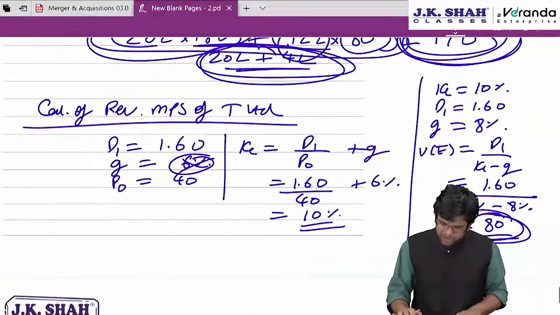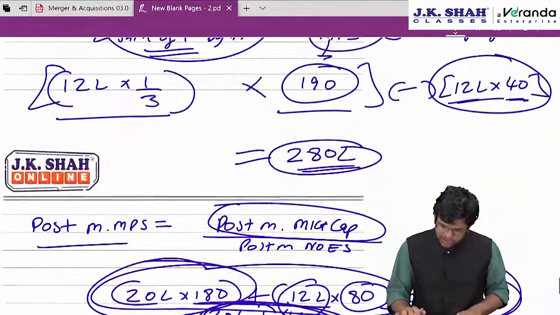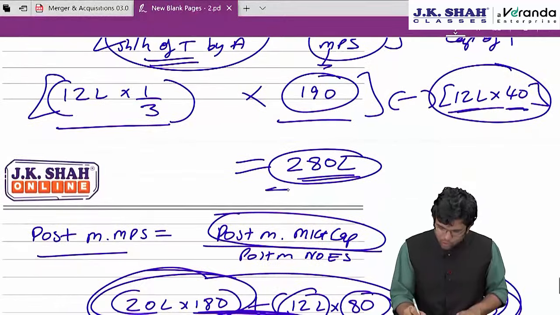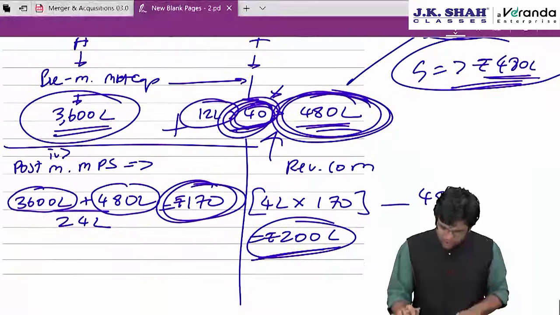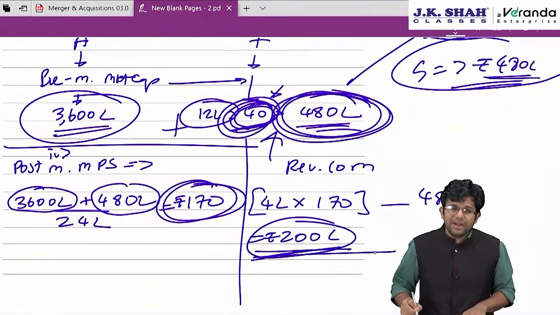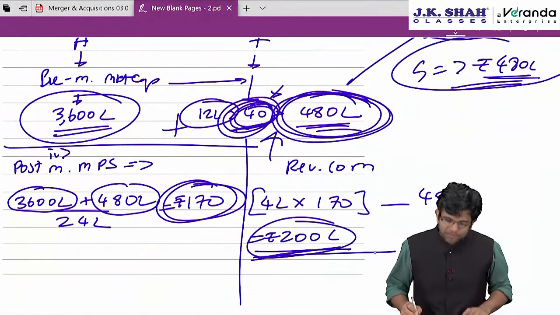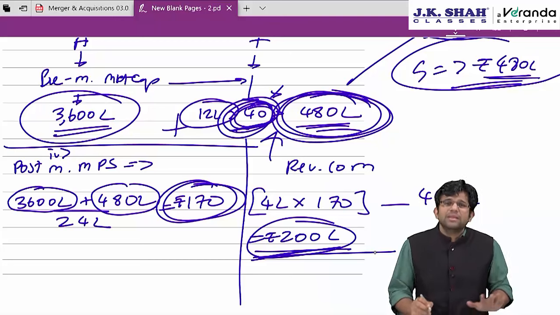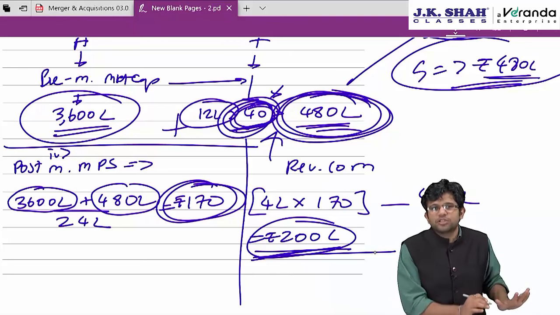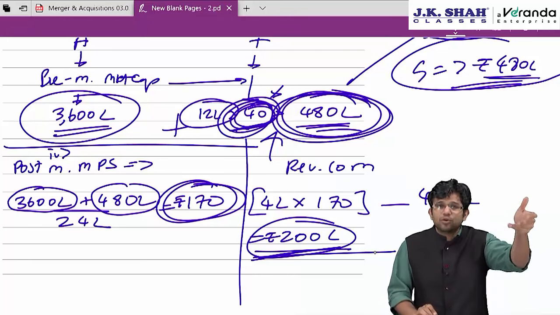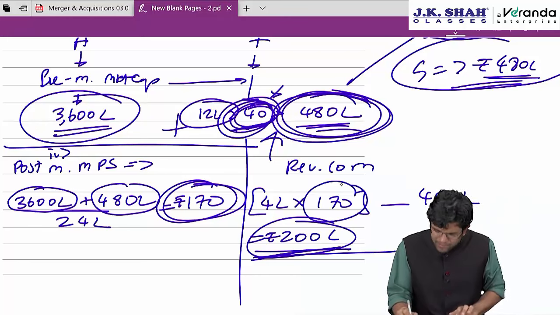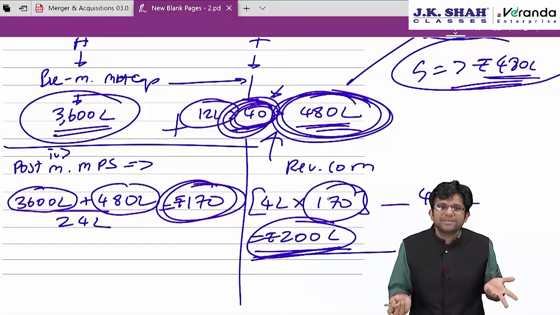Earlier the cost of merger had come to how much, students? Earlier the cost of merger had come to 280 lakhs, but now the cost of merger is only rupees 200 lakhs. Everybody following? This is nothing but the basic calculation of cost of merger we are doing. If the growth rate had changed, the post-merger MPS would have changed. Everything else will remain the same, right?